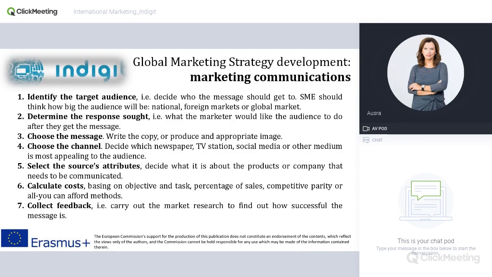We're starting from identifying the target audience. That is, decide who the message should get to. SMEs should think how big the audience will be: national, foreign markets, or even the global market. Then the SME should determine the response, that is what the marketer would like the audience to do after they get the message. Then we have to choose the message, write the copy, or produce an appropriate image. Then we have to choose the channel. Decide which newspaper, TV station, social media, or other medium is most appealing to the audience.